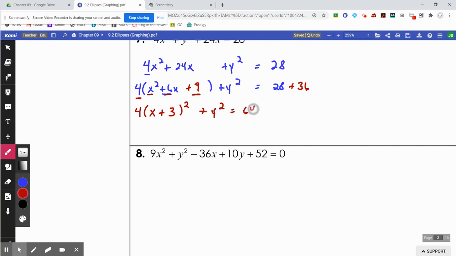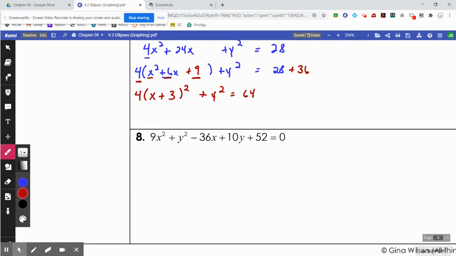28 plus 36 is 64. In order to get the 1 over here, we're going to divide all 3 terms, and it is just 3 terms, by 64. We're going to reduce the 4 and 64, and that gives us a 16, and now we're in standard form. We have x plus 3 squared over 16 plus y squared over 64 is equal to 1, and there's your standard form.